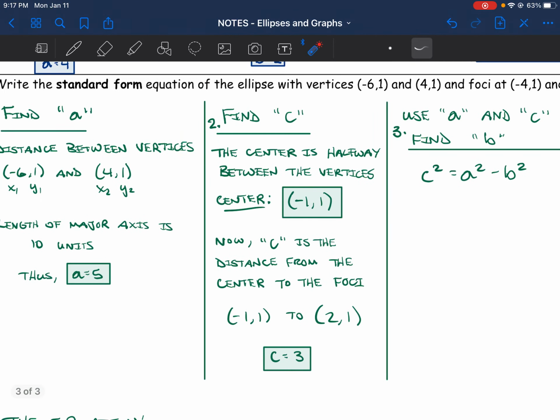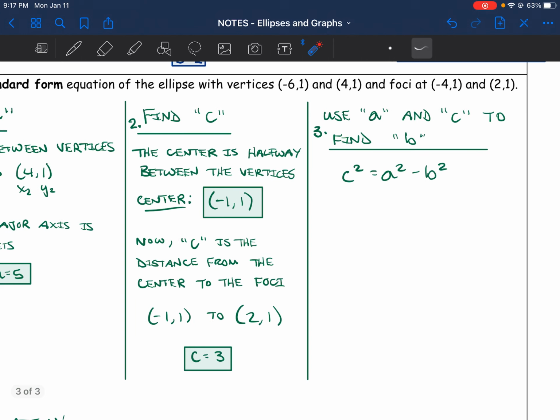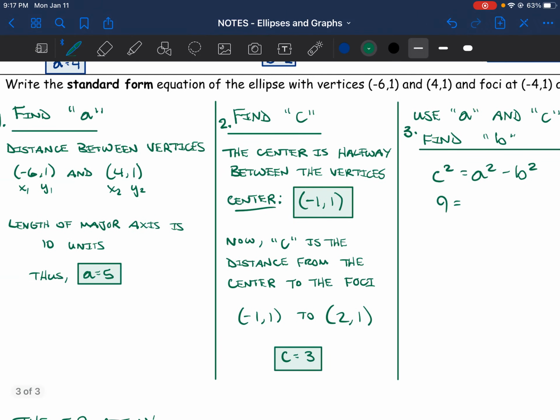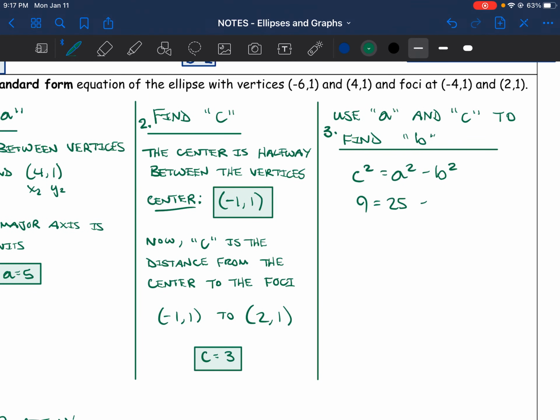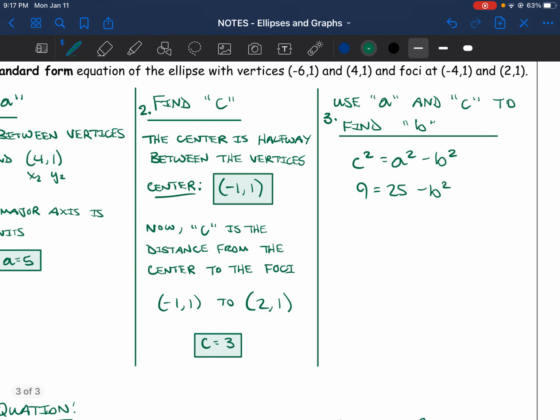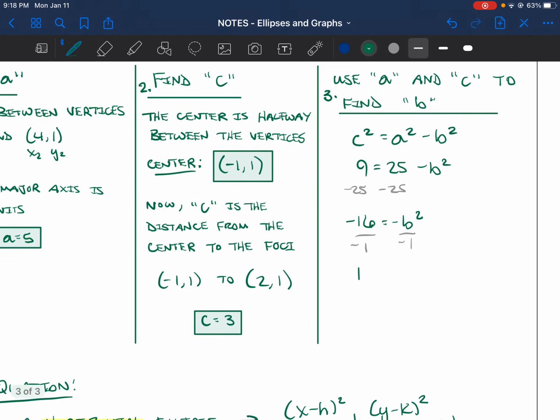So now that we know the A term and the C term, let's use that to find the B term so that we can finally write the equation of this ellipse. C squared equals A squared minus B squared. Well, C squared is 9. A squared is 25 minus B squared. Let's go and subtract 25 over from both sides. So minus 25 minus 25. This is going to give us -16 equals -b squared. We can, of course, divide both sides by -1. This will now give us 16 equals b squared, which means that b is going to equal 4 once you take the square root.